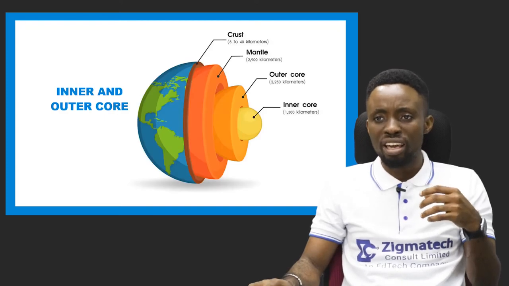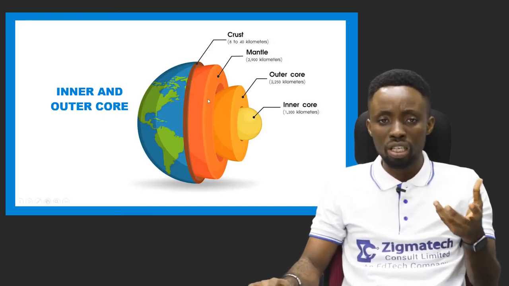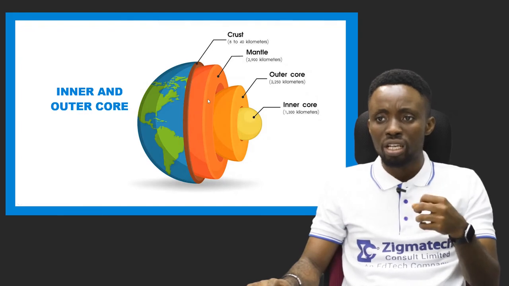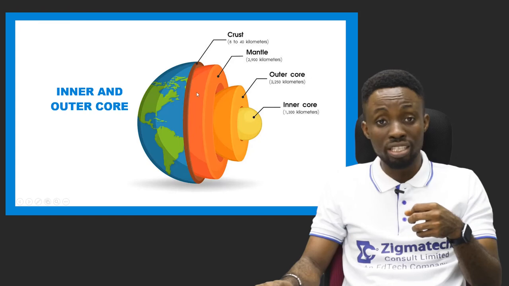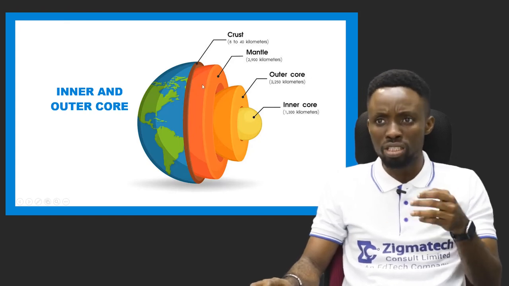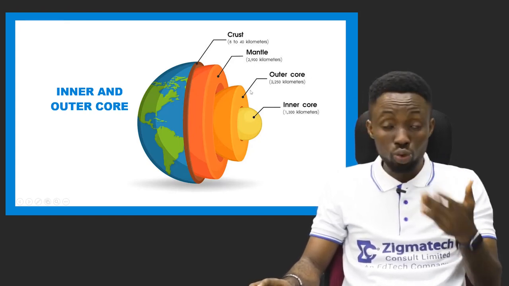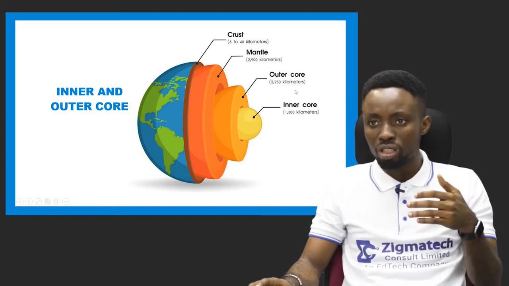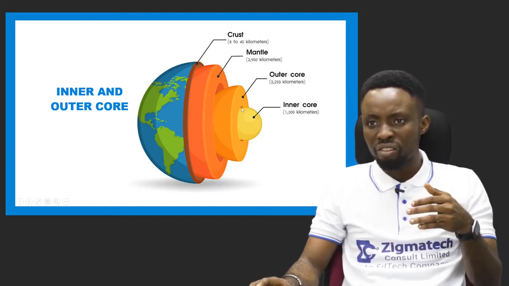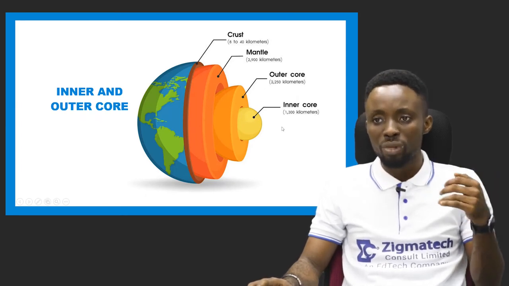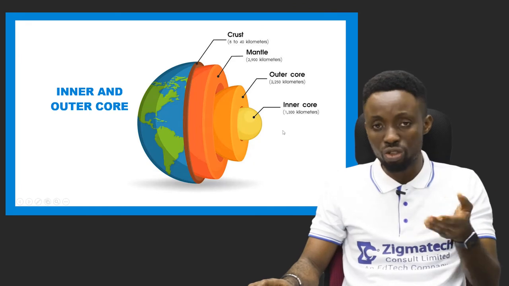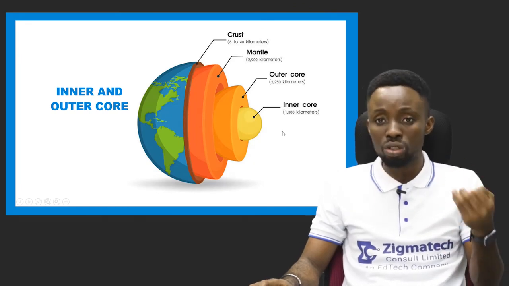So as you can see, this is a diagram showing the inner and outer core of the Earth. So we have the inner core here and we have the outer core here. Then at the top here we have the crust, that is lithosphere, between 80 to 40 kilometers. Then for the mantle is 2,900 kilometers below. Then for the outer core, they have a thickness of about 2,250 kilometers, and for the inner core we have a thickness of about 1,300 kilometers.